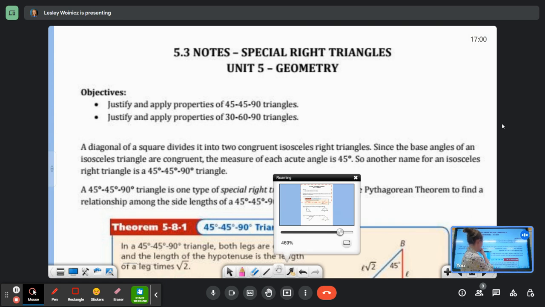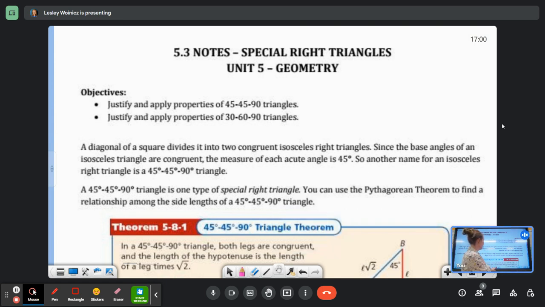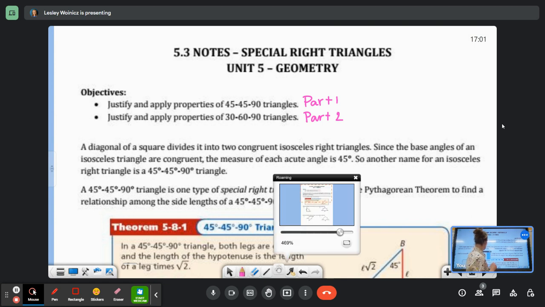Okay, the first one that we're going to talk about is in part 1 of the notes. We're going to do the 45, 45, 90. This is going to be in part 1. And then we'll do 30, 60, 90 in part 2. I don't know about you guys, but my kids have not had any work time. So we're going to break this up over 2 days so we can get some work time in class so we can ask some questions.